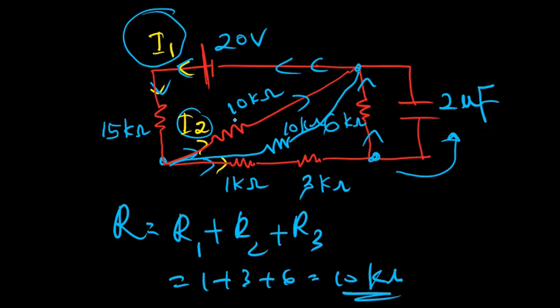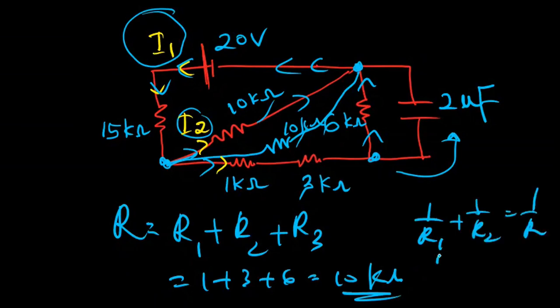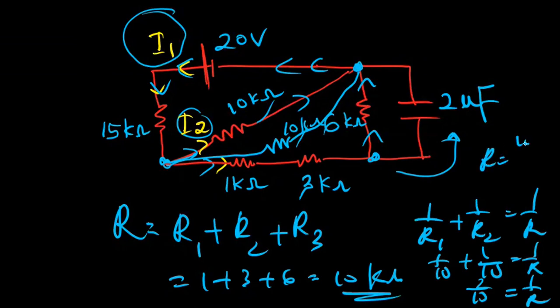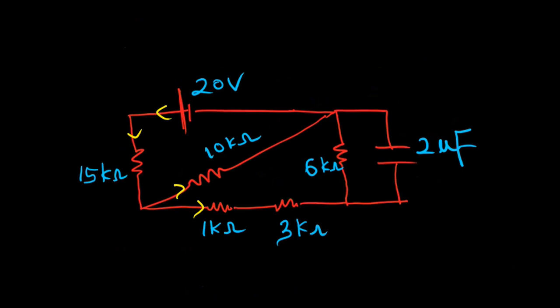This 10 kilo ohms resistor and this 10 kilo ohms resistor are parallel, starting from this point and terminating at this point. You know how to add parallel resistors: 1 over R1 plus 1 over R2 equals 1 over R. So 1 over 10 plus 1 over 10 equals 2 over 10, which is 1 over R. We take the reciprocal, so R becomes 10 over 2, that's 5 kilo ohms. Let's get into the proper diagram now. Instead of all these 4 resistors, we can put one resistor of 5 kilo ohms.